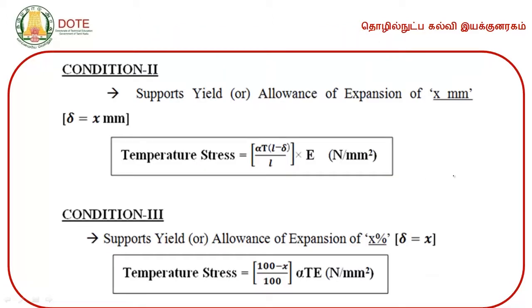In the second condition, the yield is about x mm. Suppose yield is x mm. So the temperature stress is given by alpha T L minus delta, divided by L, into E. This is Newton per mm square. In the third condition, supports yield, with allowance of expansion as x percentage. Here the percentage is some x percentage. So it is given by (100 minus x) divided by 100 into alpha into T into E. Here delta is represented in terms of percentage. Okay, this is the third condition.